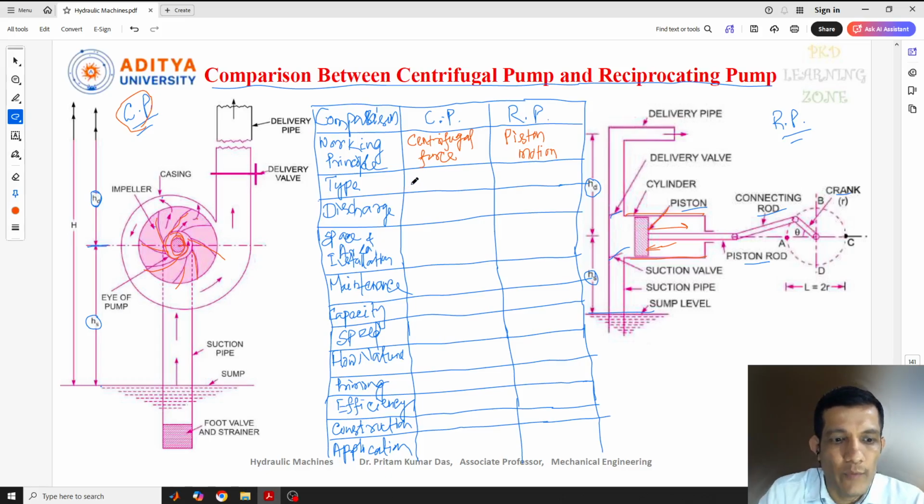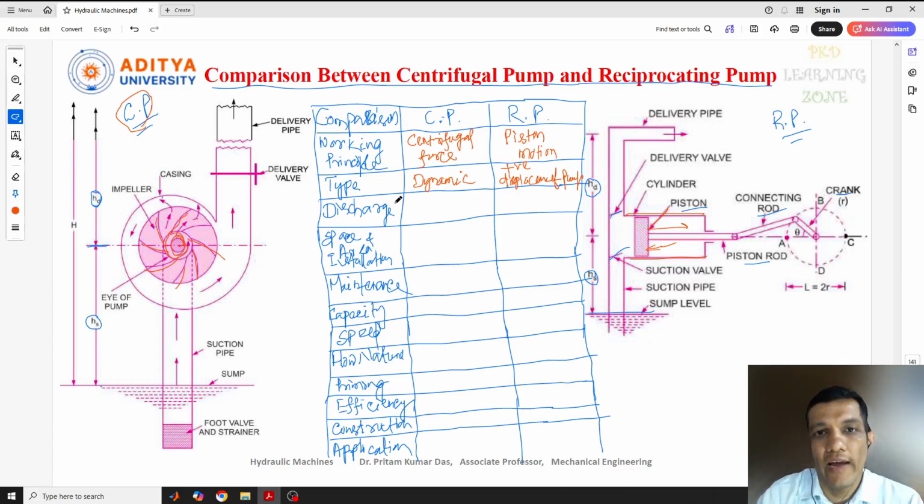Then which type of pump is it? The centrifugal pump is nothing but a dynamic type pump, and the reciprocating pump is a positive displacement pump. Okay.